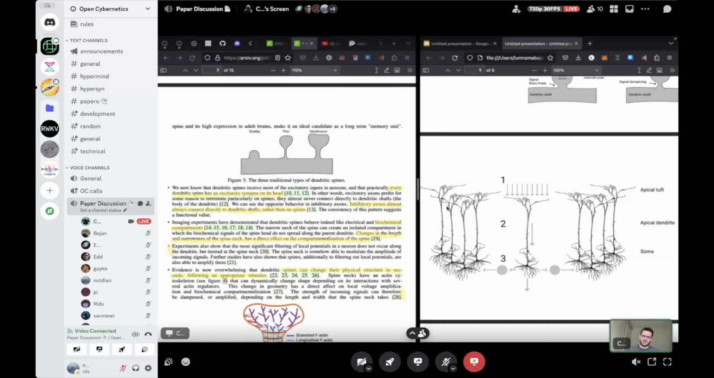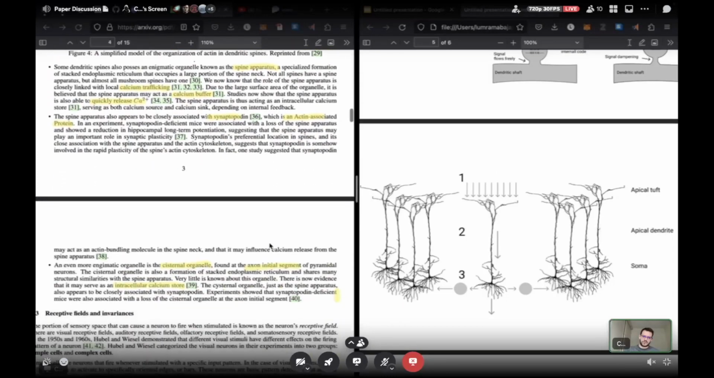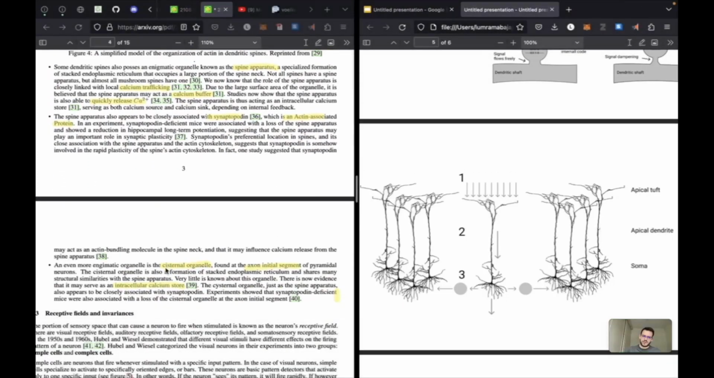One thing that I did not really mention, it's more like an interesting fact. I will not really cover it in the model, but there's also another very interesting organelle known as the cisternal organelle. I don't know if it's pronounced like this. There are not that many papers talking about it. You can probably count them with one or two hands. But this organelle is extremely similar to the spine apparatus of dendritic spines.